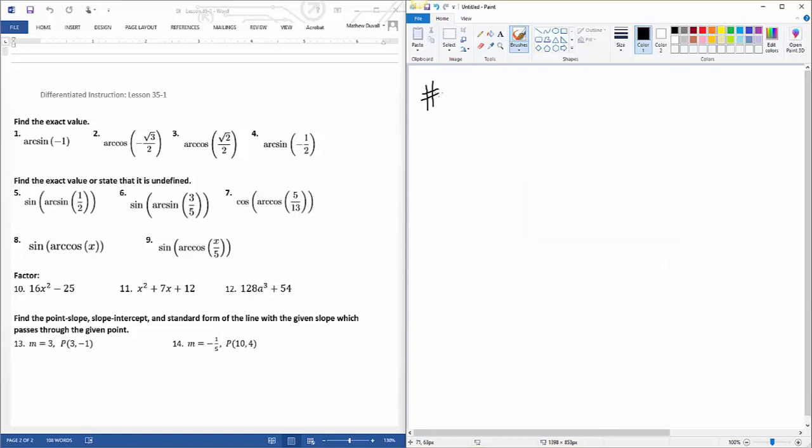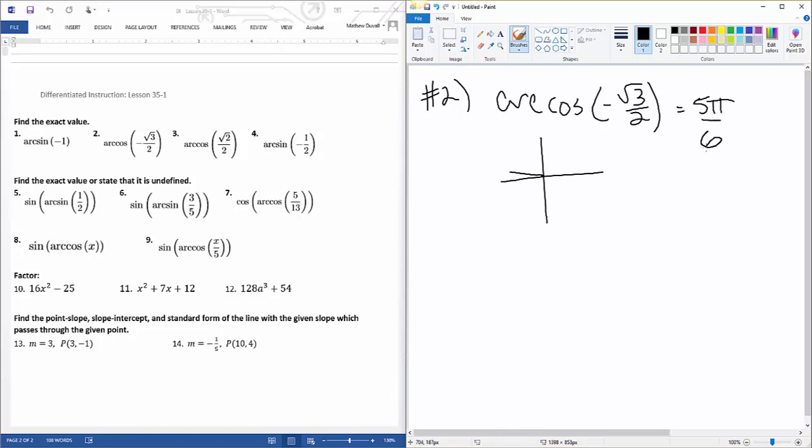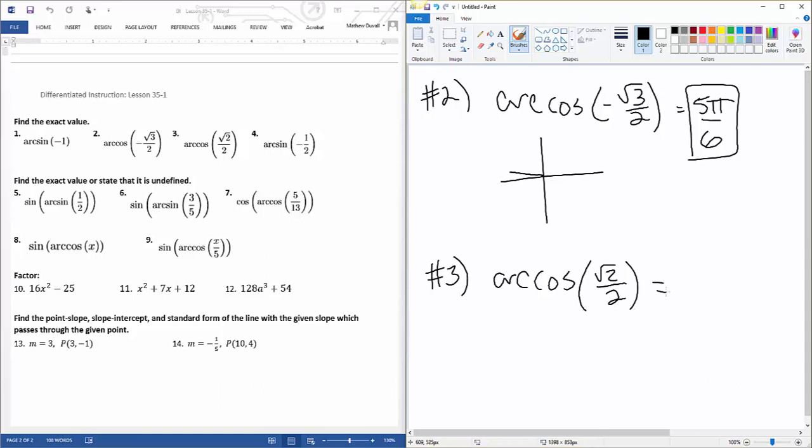Number 2, it says arc cosine of -√3/2. So I need to think, okay, where's my cosine value going to be -√3/2? That's going to be here, and that's going to be 5π/6. Cosine has to be between 0 and π. That's between 0 and π, so that's my answer. Number 3, arc cosine of √2/2. Okay, once again, between 0 and π, so that's going to be π/4.